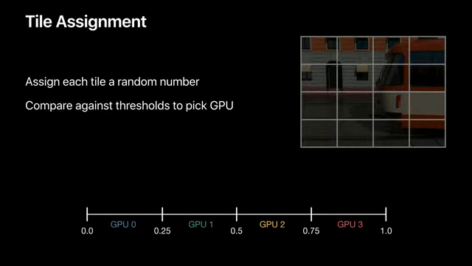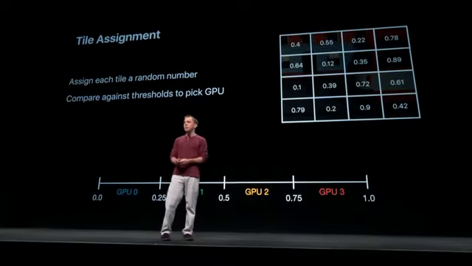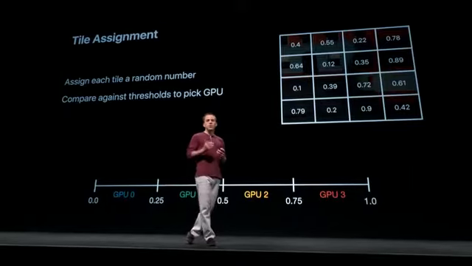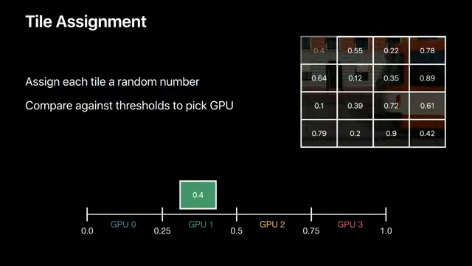So now we have our tile size pinned down, what we need to do next is assign them to the various GPUs. To do this, we start by generating a random number for each tile. And then we compare those random numbers to a set of thresholds. Whichever range the random number lands in gives us the GPU number to use for that tile. As an example here, if the random number is 0.4, we assign it to GPU 1. If it's 0.55, it goes on GPU 2, and so on.